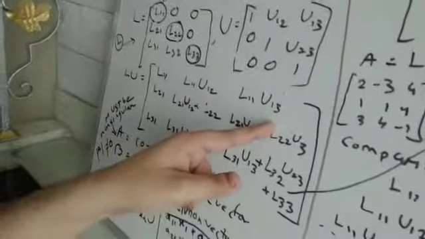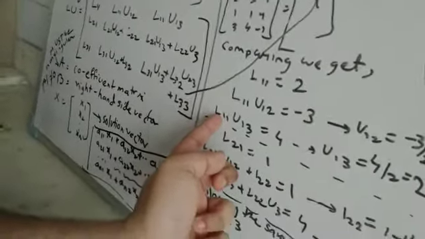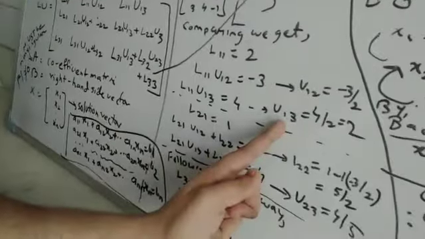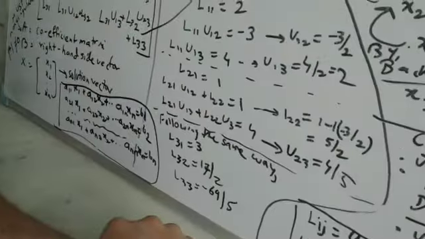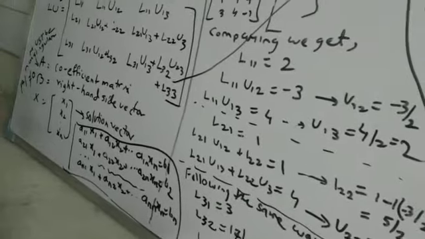Next, what is the next term? Next term is 4. 4 means L11 U13. So L11 U13 is equal to 4. Since L11 we have already calculated, now we can calculate U13 is equal to 4 by 2, that is equal to 2. Fine. Now in this way we have solved all the values of L and U elements. Okay.